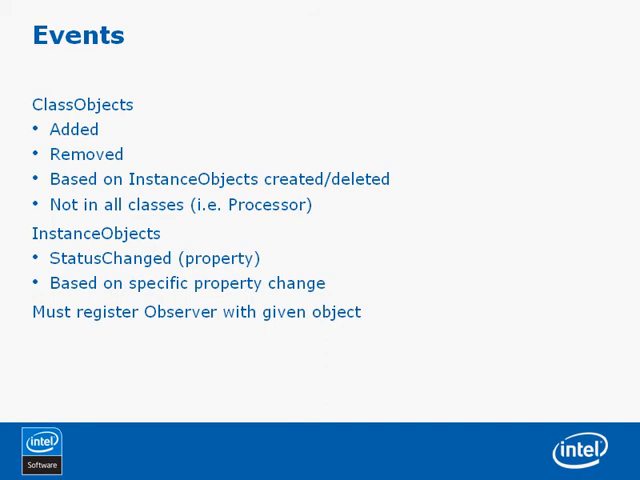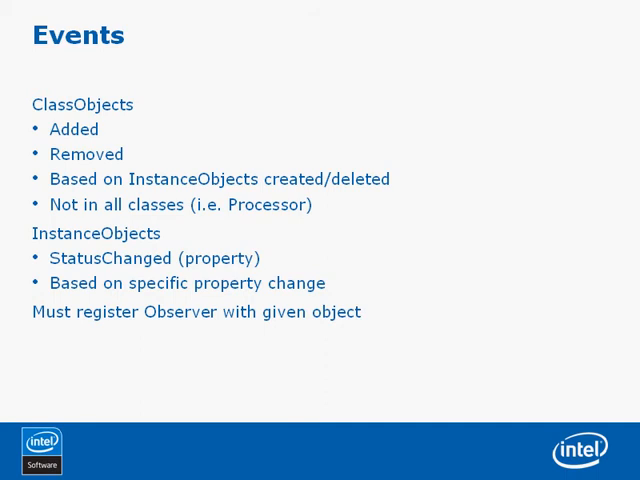Events are supported by both class object types and instance object types. They are used to notify one object about a change in another. Most class objects support two events, added and removed. These are used to indicate the creation or destruction of a corresponding class object instance. Not all class object types support these events. For instance, a processor cannot be added or removed dynamically, so the events would make no sense.